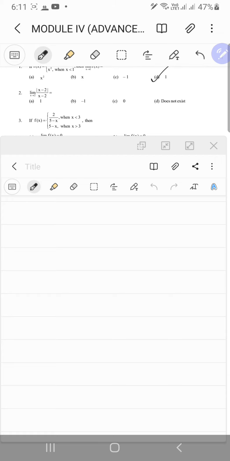Okay, so this is basically a signum function. So the LHL is -1, RHL is 1, so this does not exist. Cool.